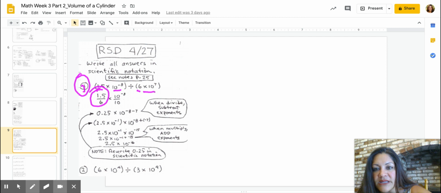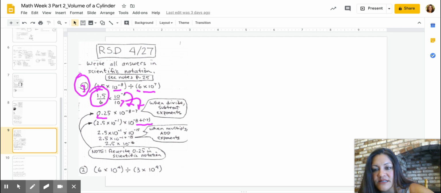And this should be over 7. That's missing right there. Well, that's an exponent. Okay, so 1.5 divided by 6 is 0.25 times 10 to the negative 8 minus 7. So remember, add the opposite. And that ends up being negative 2.